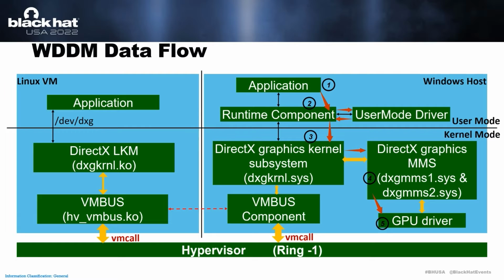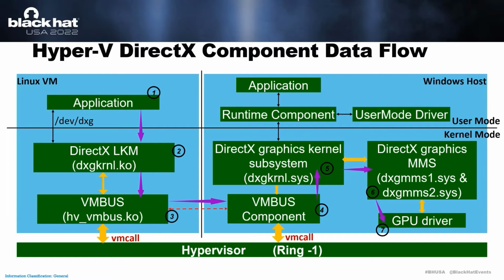The data flow of the WDDM is shown in the diagram. The application is the starting point. The application will invoke the APIs exported in the runtime component. The runtime component may use the private data in the user mode driver, and then data reaches the DirectX graphic kernel subsystem and the DirectX graphic MMS. And finally, the data will reach the GPU driver.